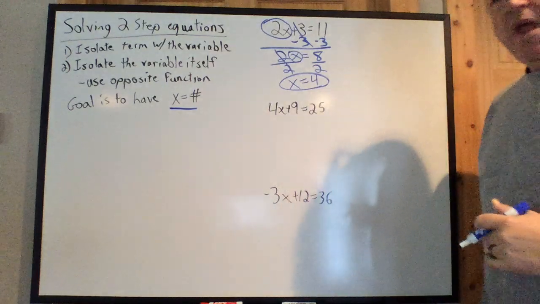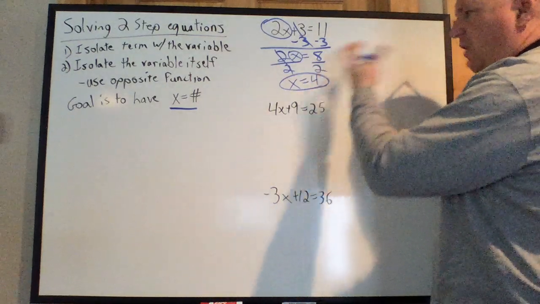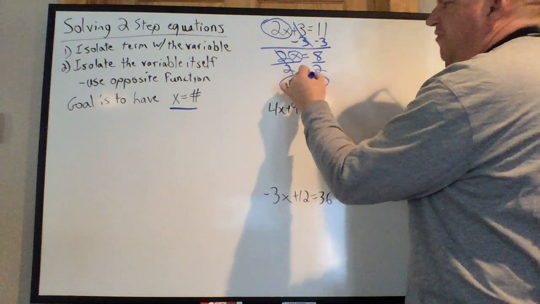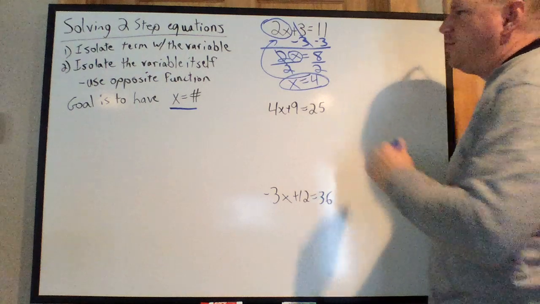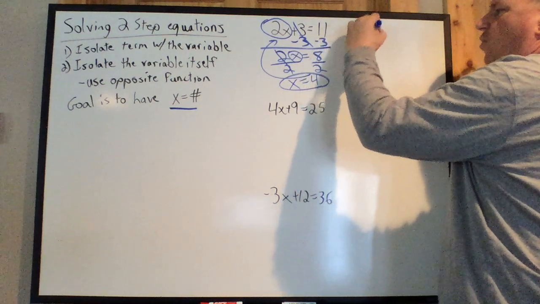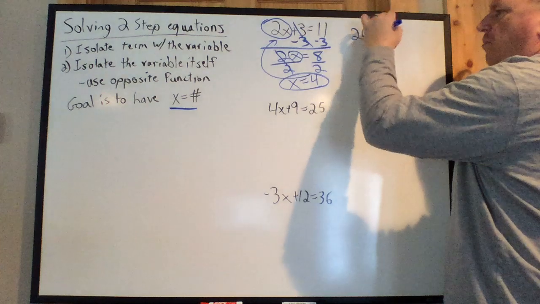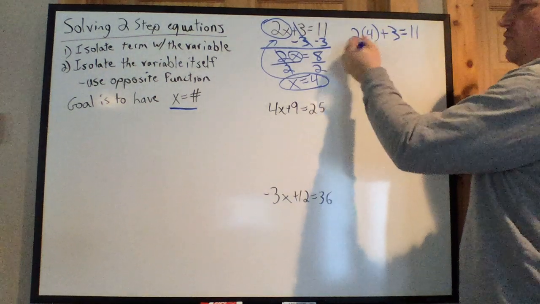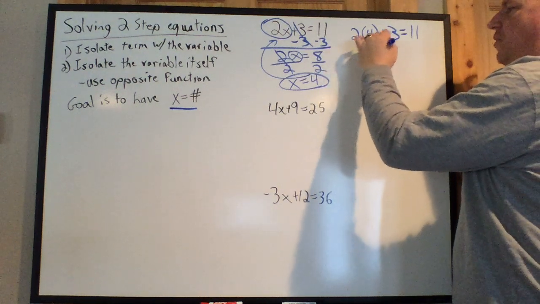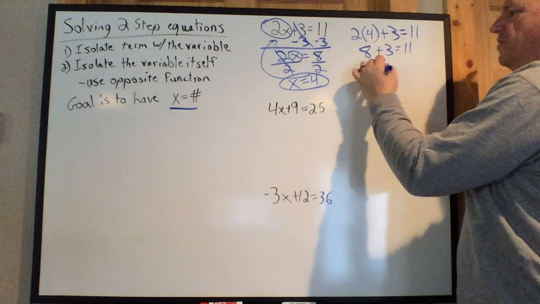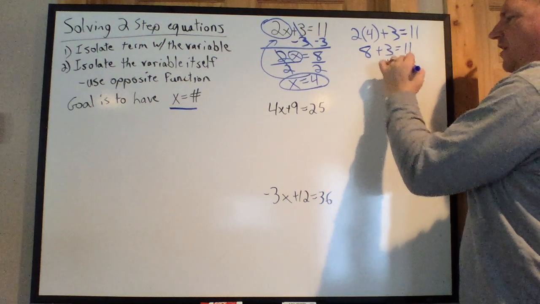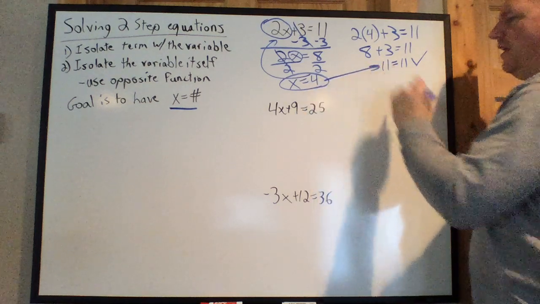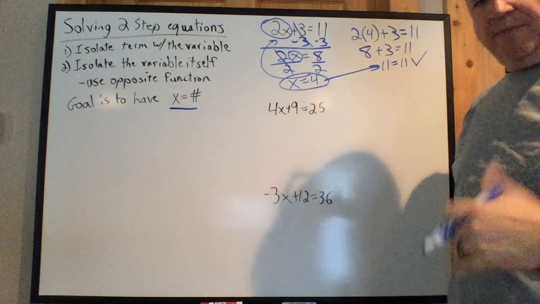And as I've done in several of my other videos, I'm going to go ahead and show you how we check our answer. We're going to plug the 4 back in for the x in my original equation. So we have 2 times the 4 we have as our solution, plus 3 equals 11. So 2 times 4 gives me 8, plus 3 equals 11. 8 plus 3 gives me 11 equals 11. So we know that this answer that we got gives me the correct answer. All right, and you'll be able to do those on your own.